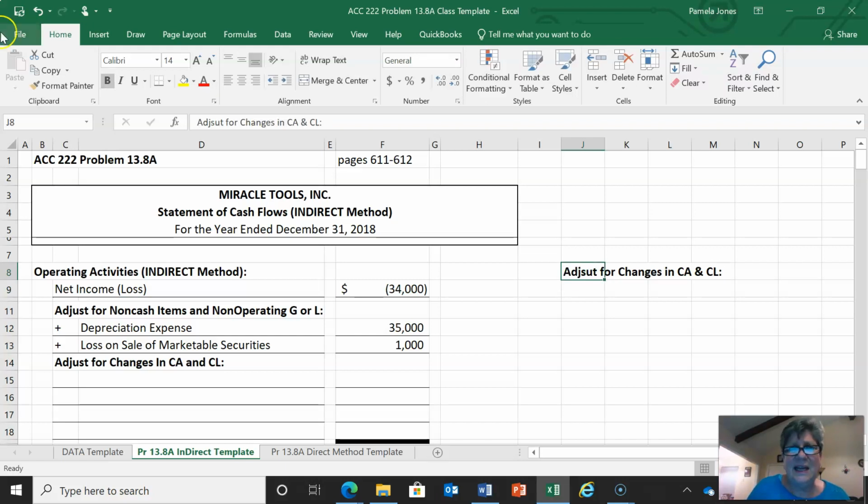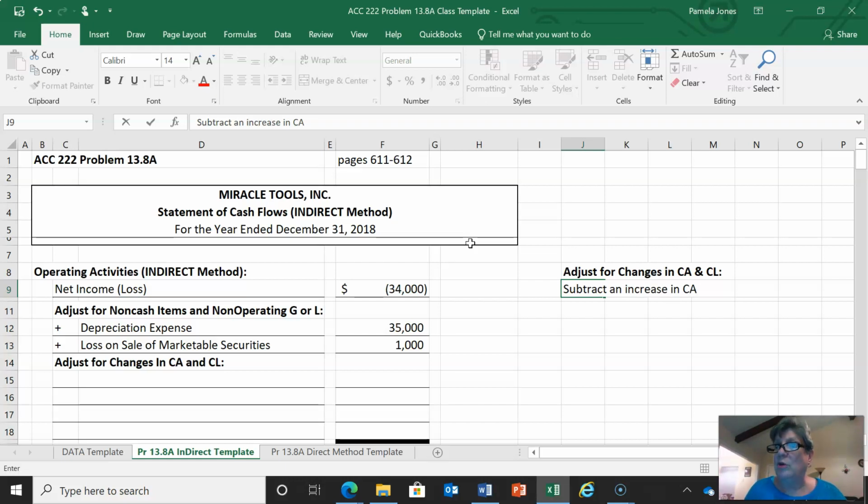And to me, remembering these adjustments is so much easier than remembering all the individual adjustments to the individual revenue and expense items. If we had an increase in a current asset, we'll subtract it. So you always subtract any increases in a current asset, with the exception of marketable securities because they're investments. They're accounted for in the investing activities.